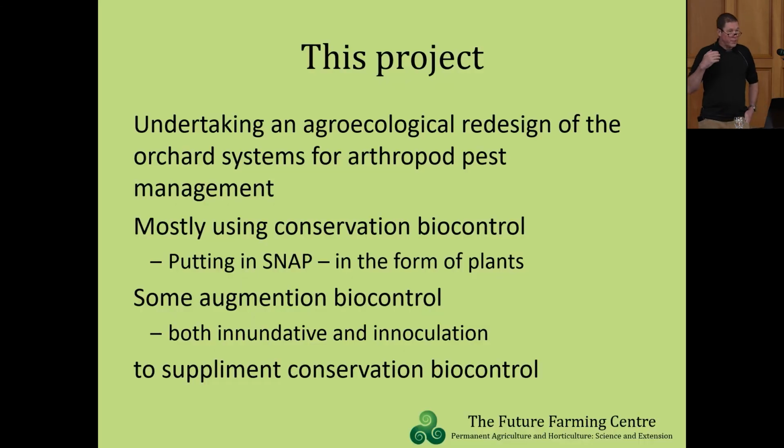So what we're doing in this project, and you've seen the quick examples Jeff's put up, is not a full agroecological project, but it's using agroecology as a way of thinking about redesigning the orchard. It's initially about arthropod pests, but agroecology doesn't just do one thing at a time, so we're addressing a whole bunch of things. We're mostly using conservation biocontrol, the SNAP stuff, putting flowers in to provide SNAP, and we're potentially going to go down to the biocontrol shop and get some biocontrol agents, particularly to kick the system off.